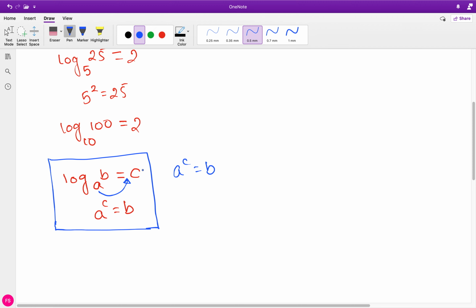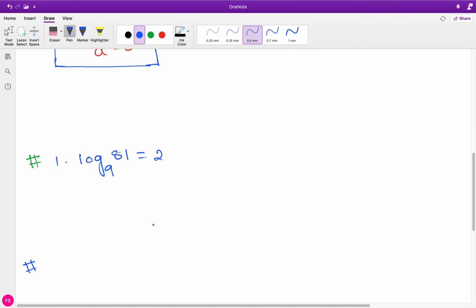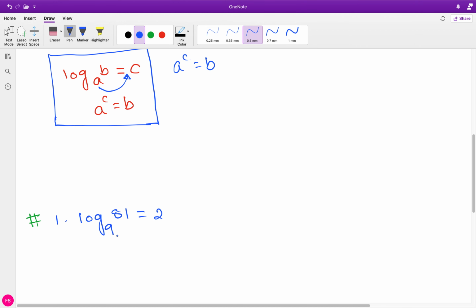Let me show you more examples, then it will be clearer to you. Let me change some logarithmic functions to exponential functions. If we have log of 81 with the base of 9, this equals to 2. How do we write it in exponential form? This goes to the other side, kicks it, this becomes scared, jumps to the top, leaving us with 81. So we can say 81 equals to 9 to the power of 2.